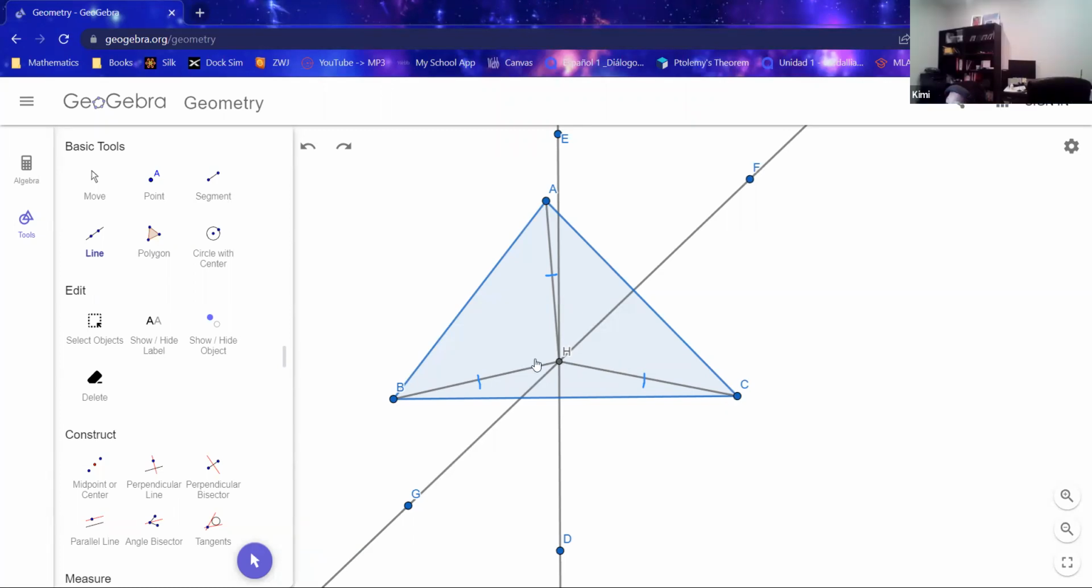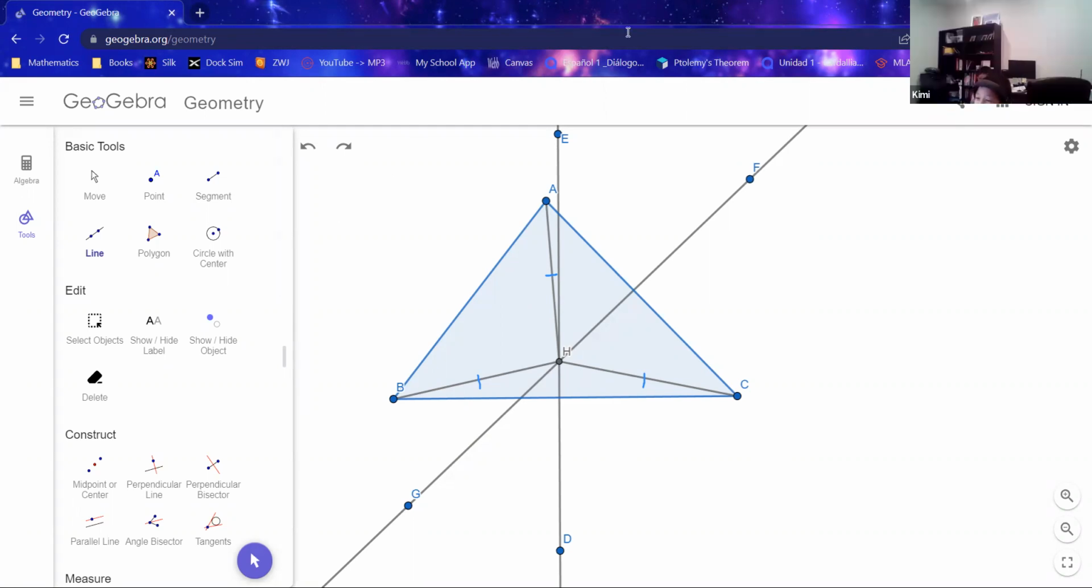Yeah. Good. And using similar logic, since H is on the perpendicular bisector of line segment AC, it's equidistant from A and C, right? Yeah. Good. And so we know that these three line segments are equal to each other, meaning HA is equal to HB. Someone tell me what this means for H.